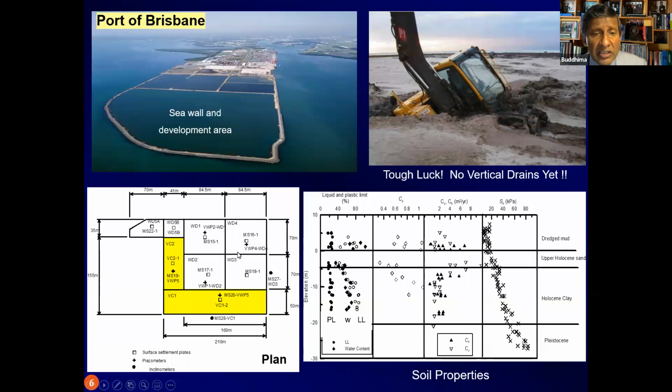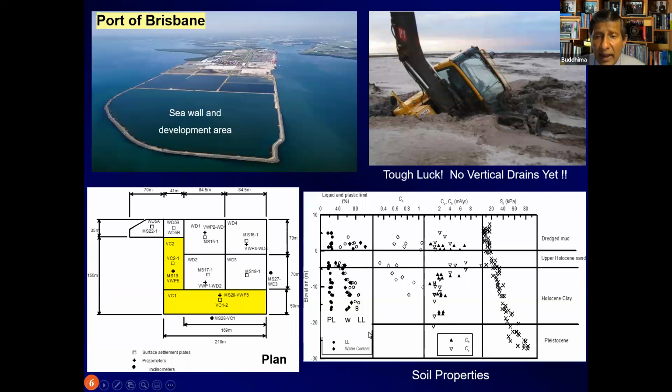Now here is the site where you can see the vacuum preloading highlighted in yellow, and away from that marine boundary, you had the sites where the consolidation of the ground is only made by surcharge fill. The soil properties are given in the right-hand bottom picture.